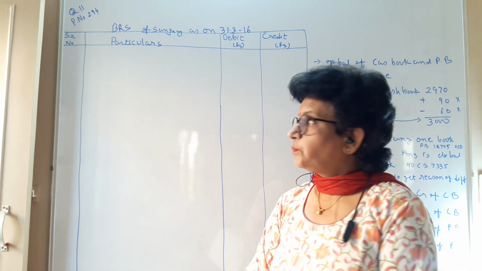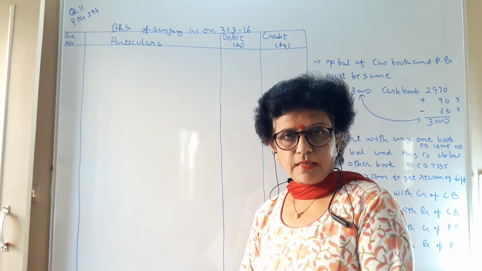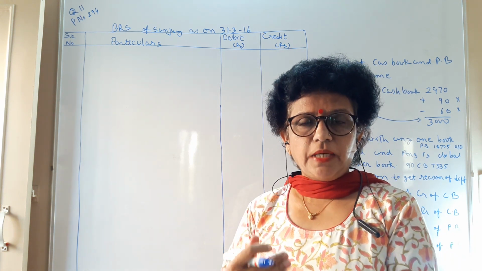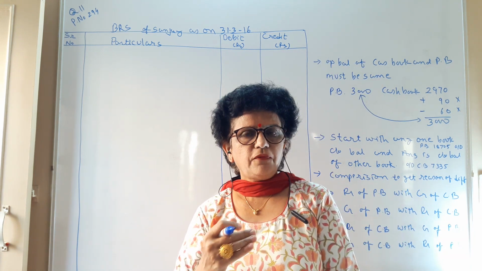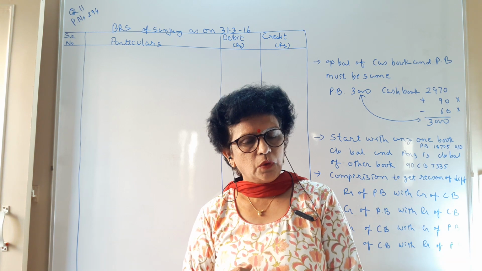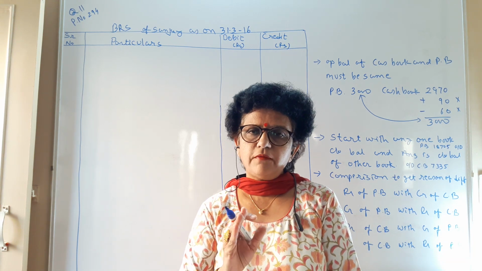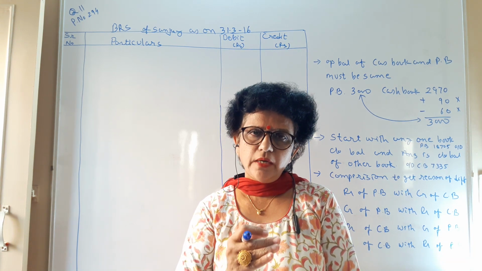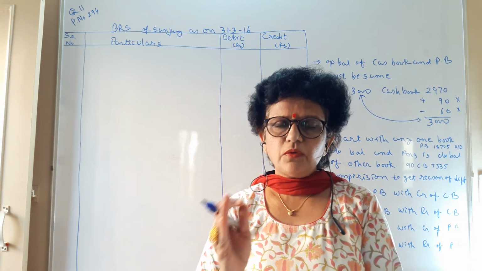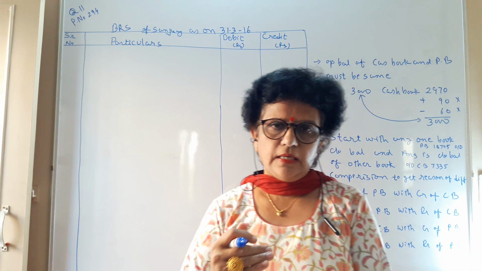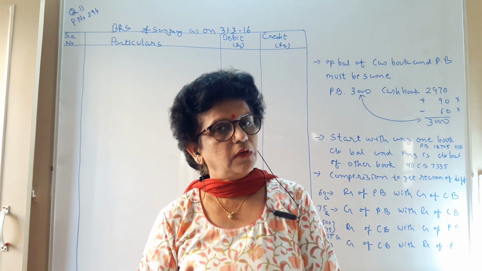Now let us do a different type of BRS example. See, in real practice, nobody is going to write the transactions for you. You have to find the transactions on your own. You have the vouchers and the documents: one document is the cash book and another is the passbook. You have to compare them and find out the reasons for the difference.